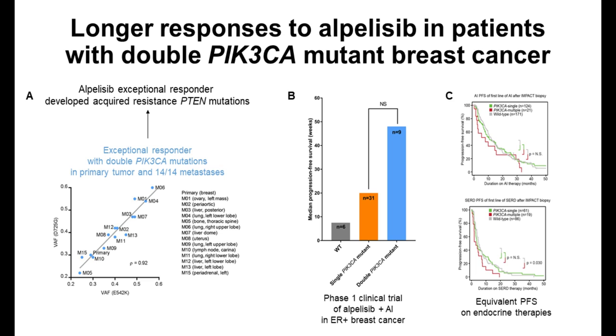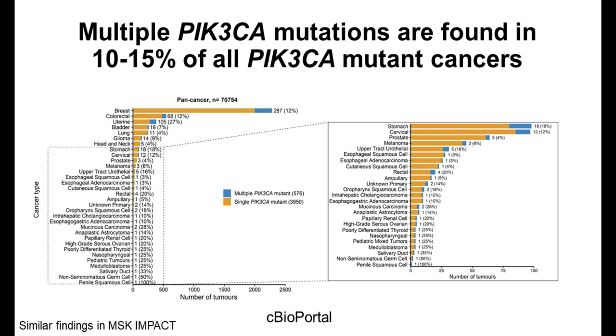So armed with this data, we asked a very simple question: what is the frequency of double PIK3CA mutations in breast cancer? What we were shocked to find was that multiple PIK3CA mutations are found in about 10 to 15% of all PIK3CA mutant cancers. This is a series of bar graphs identifying patients in cBioPortal. Most of these tumors are primary tumors, and as you can see, we see about a 10 to 15% rate of multiple PIK3CA mutations in PIK3CA mutant cancers.